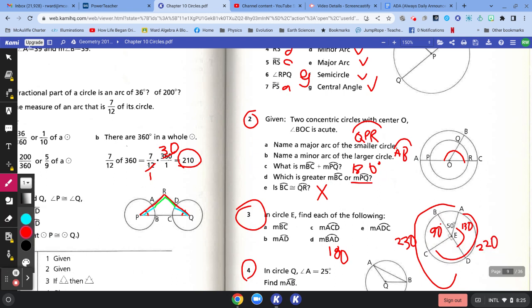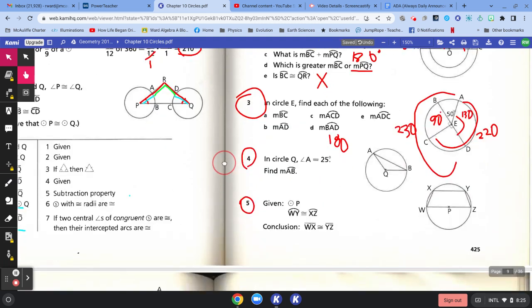All right, let's take a look at the next one. Drag the page up a little bit. So 4 and 5 start to get into a little more serious geometry beyond just identifying things. We've got circle Q, which means Q is the center of the circle. And we know that angle A is 25 degrees. Well, we want to find the measure of arc AB. So to do that, we need to find the measure of angle AQB.